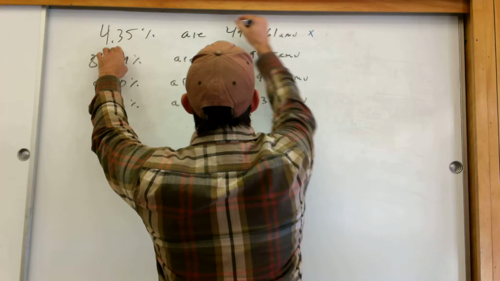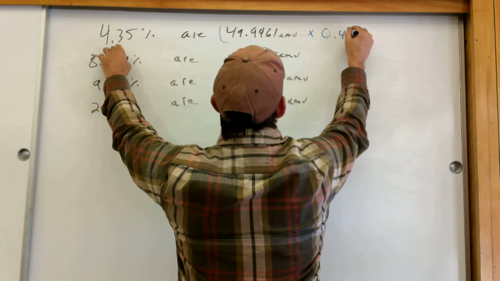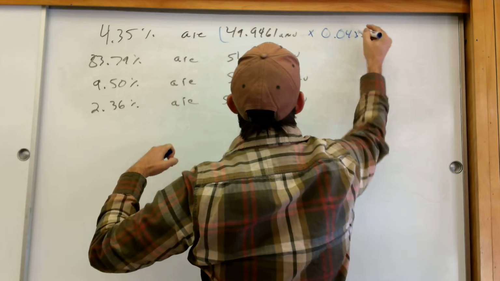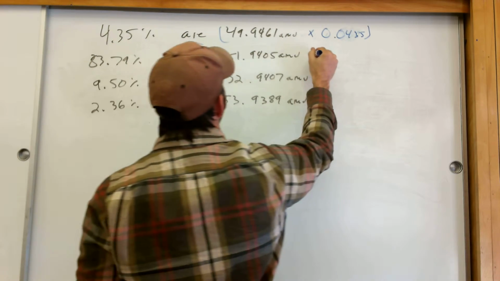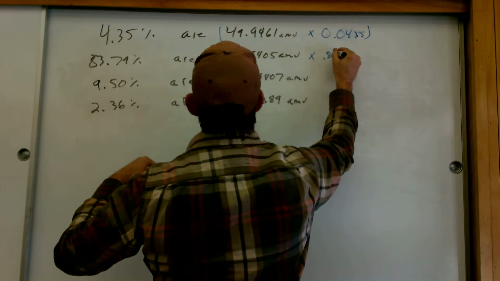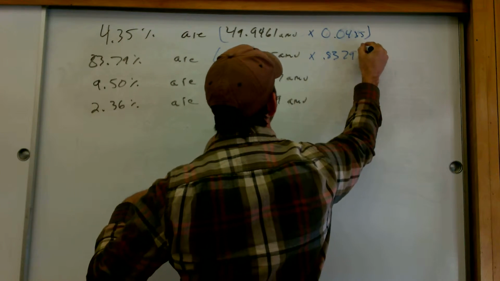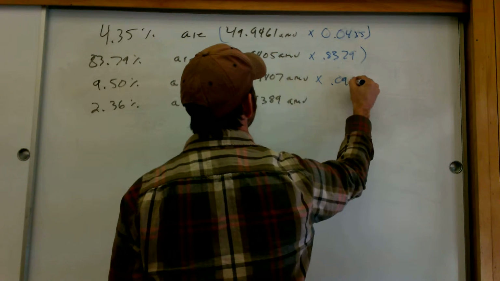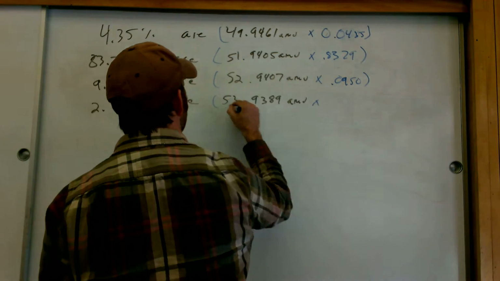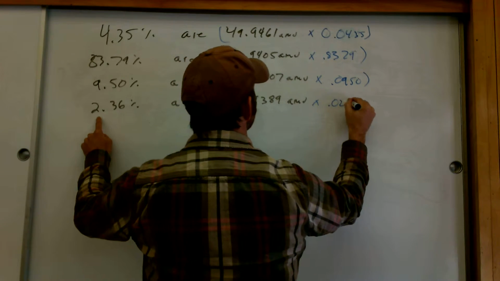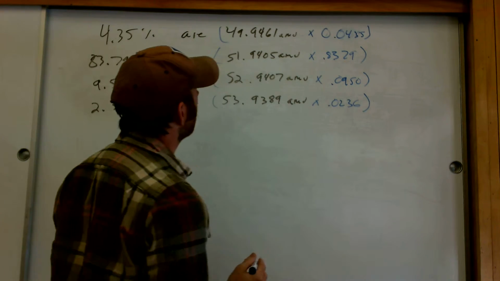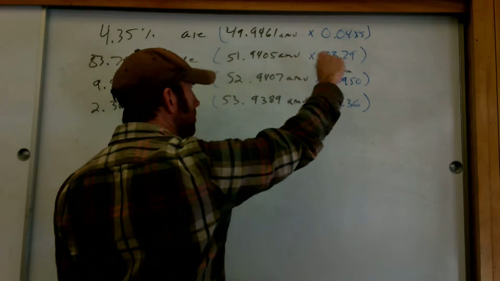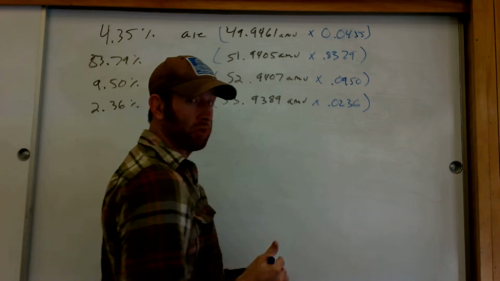4.35% becomes 0.0435, right? And this is 0.8379. This is 0.0950, and then 0.0236. All right. Now, what I'm doing with these numbers is going this times this plus this times this plus this times this plus this times this. I'm just going to do it all in one step.